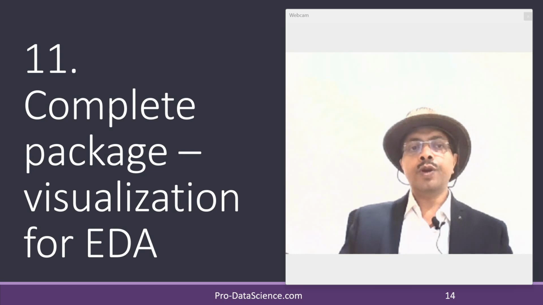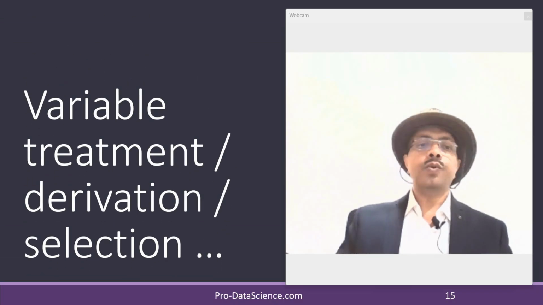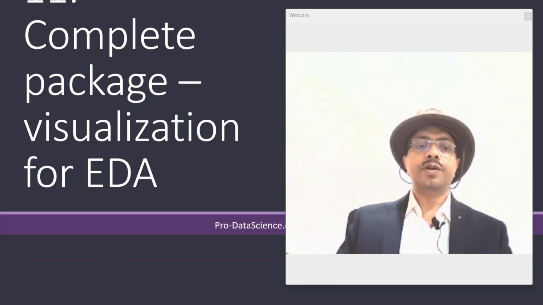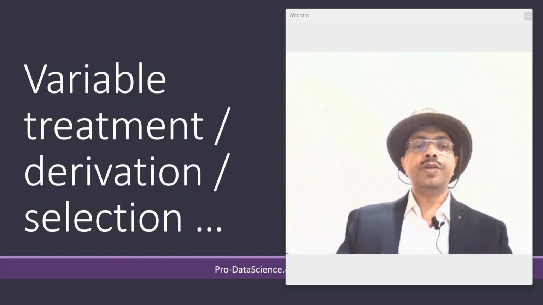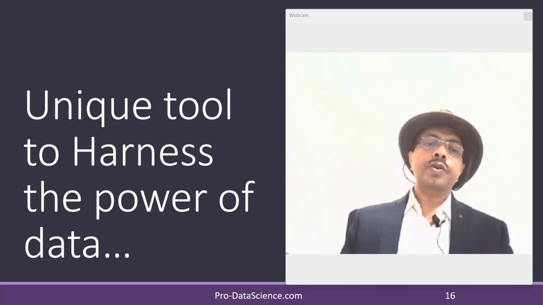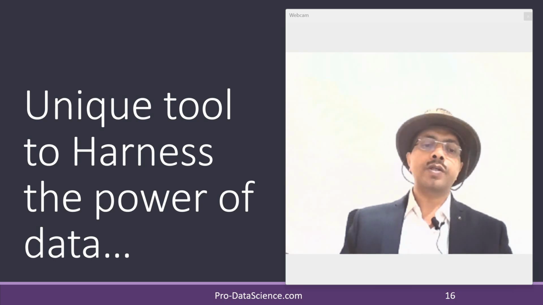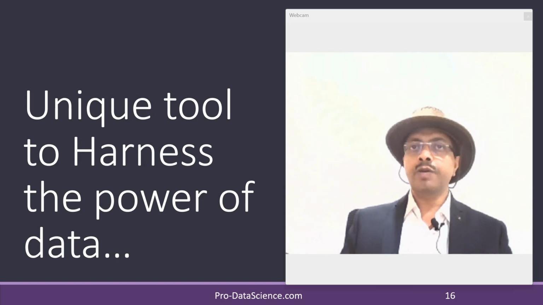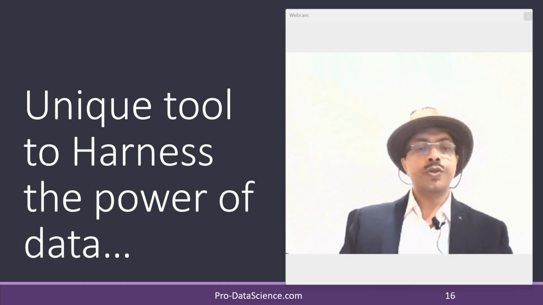So please feel free to rate. Out of these 11 things, as I told you, this does variable selection, variable treatment, variable derivation, everything it does. Out of these 11 features, which one did you find most interesting? Because in my view, this is a very unique tool which allows an individual to harness the power of data at a very brisk pace, which is otherwise not possible. So please feel free to rate and do let me know which one you find most impressive. You can choose more than one option.